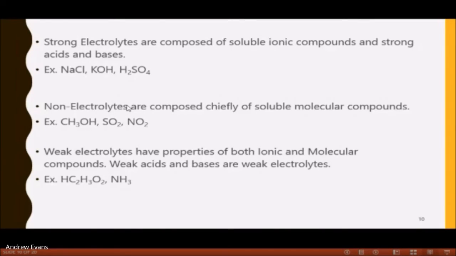Non-electrolytes are chiefly soluble molecular compounds like methanol, SO2, sulfur dioxide, nitrogen dioxide. These will dissolve, but they don't really break apart. Weak electrolytes have properties of both ionic and molecular compounds. Weak acids and bases, like this is acetic acid, which is vinegar. Ammonia also will do that. Ammonia is a weak base, but it's a little bit harder to point out.